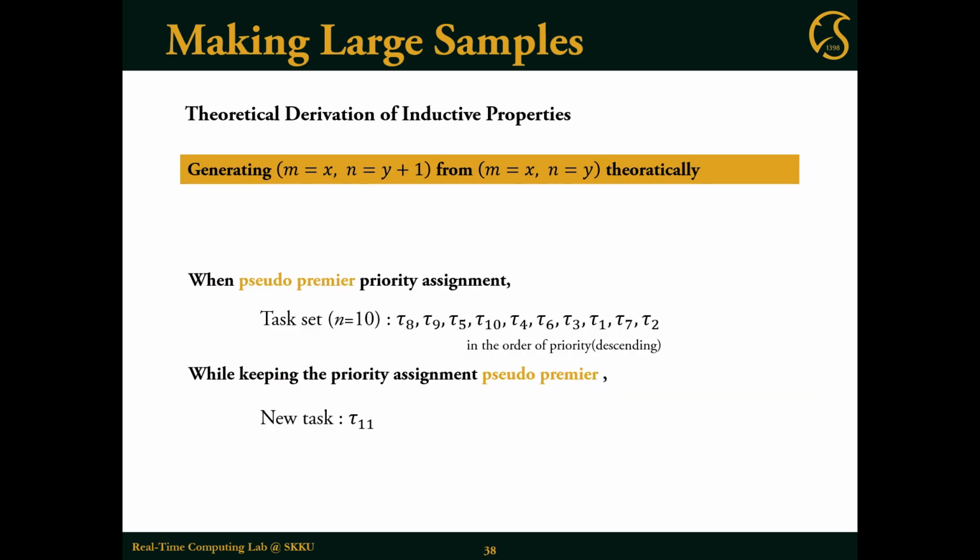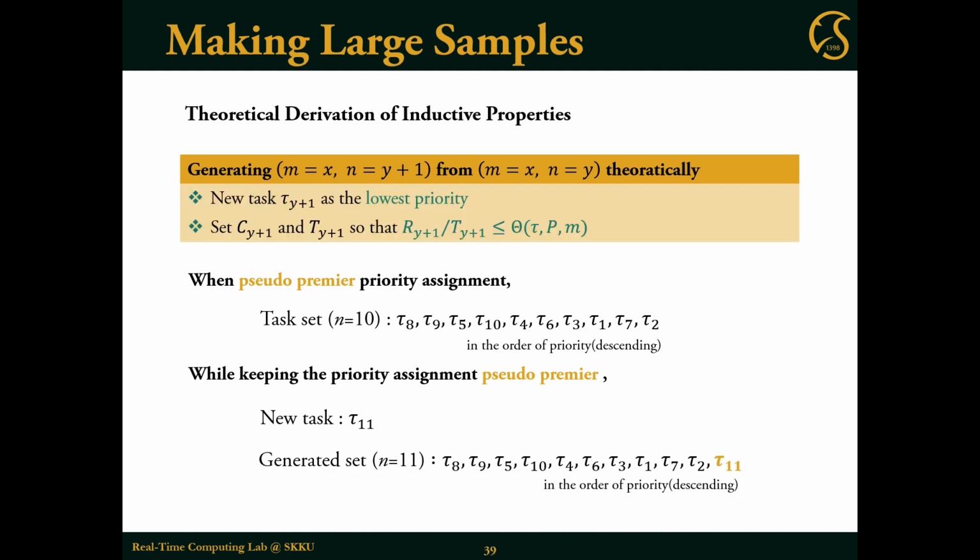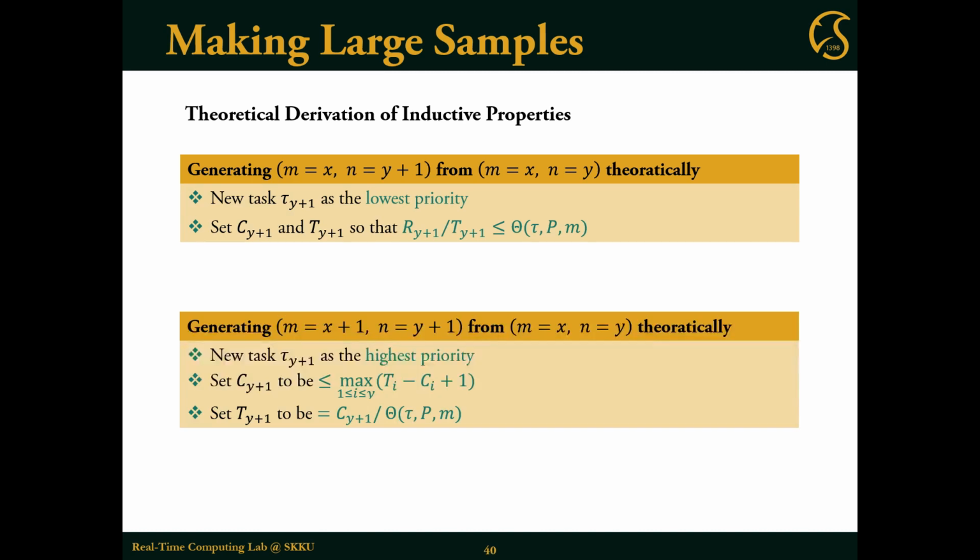After we have successfully made this basic PAL, to enhance the generation using machine learning, we tried to generate a small number of pseudo-premier sets, which had one more task than the maximum pseudo-premier samples we have. We ended up deriving inductive properties theoretically. When a pseudo-premier priority assignment has 10 tasks in the order of such, adding a new task, tau 11, while keeping the priority assignment pseudo-premier was quite simple. We just had to put the new task as the lowest priority while setting the worst case execution time and period according to the equation. This is similar for the cases where we try to make samples that have more processors along with tasks.